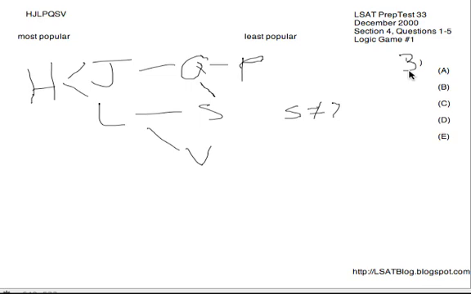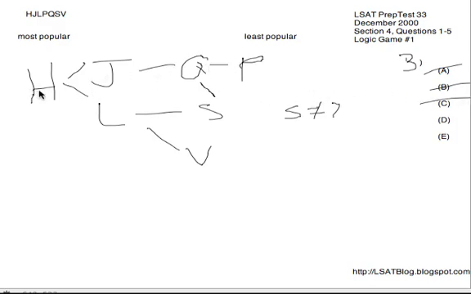So 4 of these things could be third, 1 of them cannot be third. Could L be third? Yeah, of course. It could be HJL, so A is gone. Could J be third? Yeah, it could be HLJ, so B is gone. Could Q be third? Yeah, HJQ works fine, so C's gone.